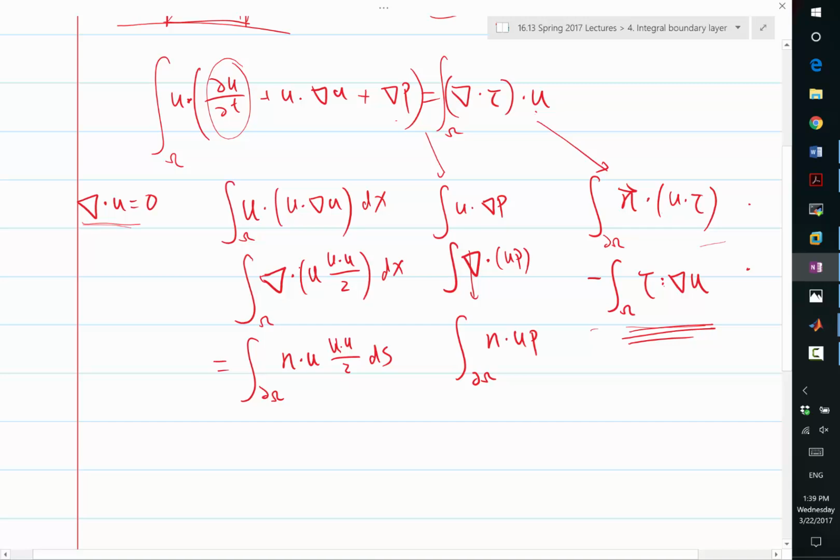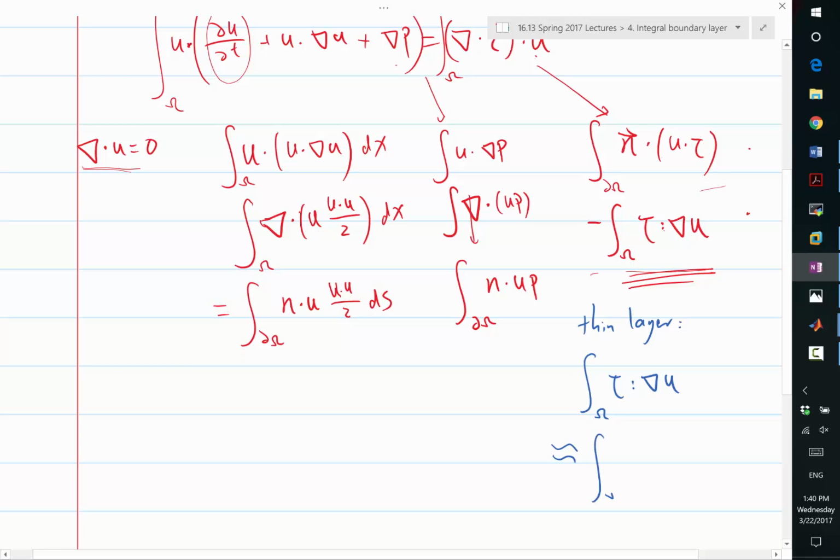Also thinking about the thin layer approximation, that is, the different velocity gradients have different magnitudes. So in the thin layer equation, the integral of tau and grad u can be approximated by the dominant term, which is partial u partial y times tau xy.